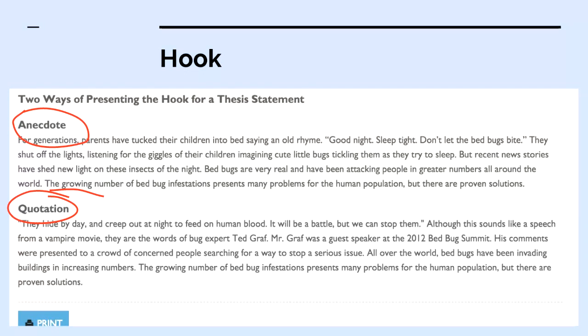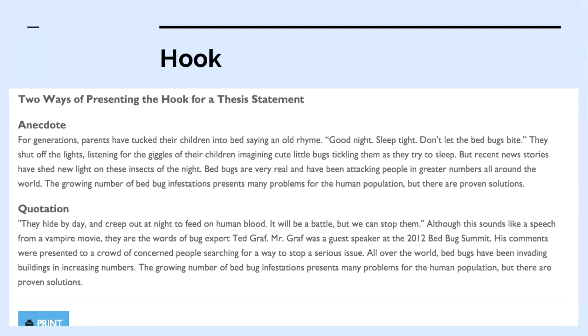Mr. Graff was a guest speaker at the 2012 Bed Bug Summit. His comments were presented to a crowd of concerned people searching for a way to stop a serious issue. All over the world, bedbugs have been invading buildings in increasing numbers. The growing number of bedbug infestations present many problems for the human population, but there are proven solutions. Again, you have a quotation to draw the reader's attention, or an anecdote, and those are your hooks.